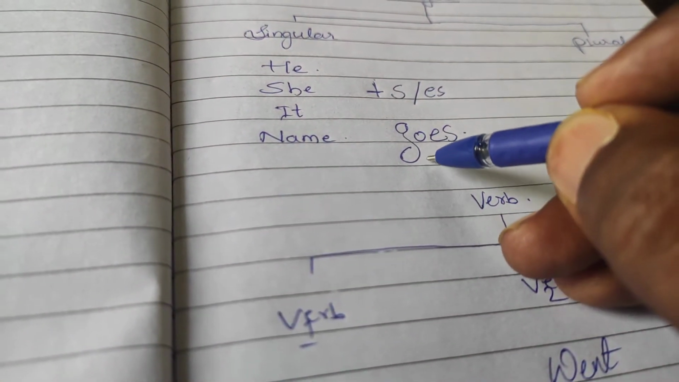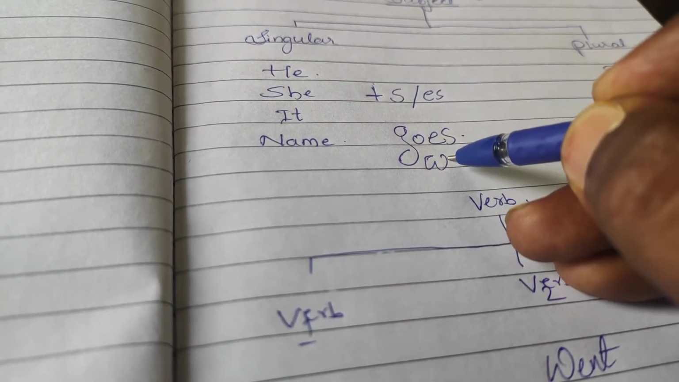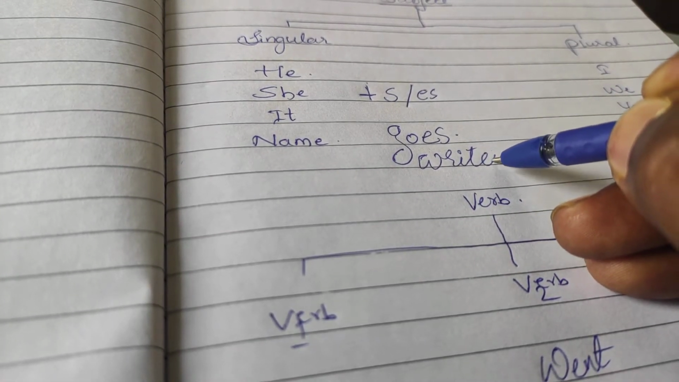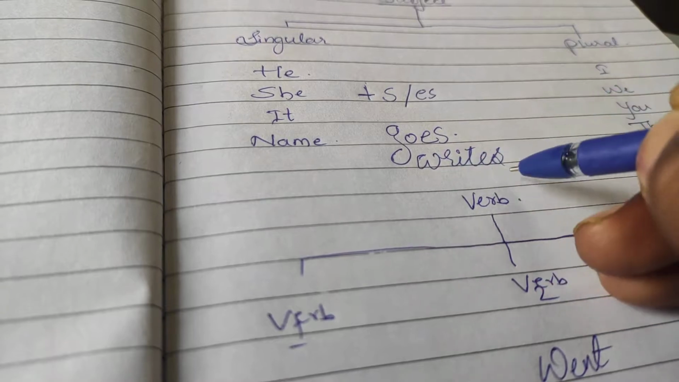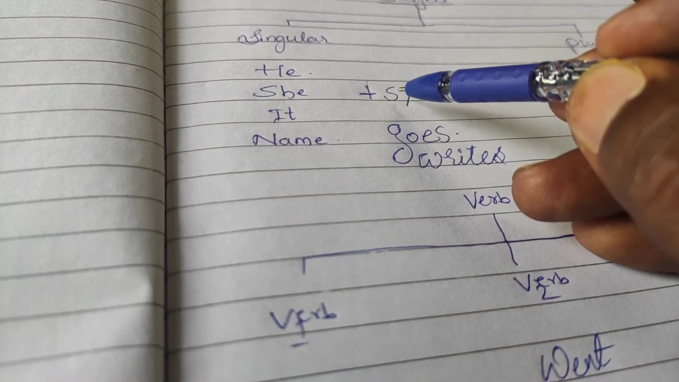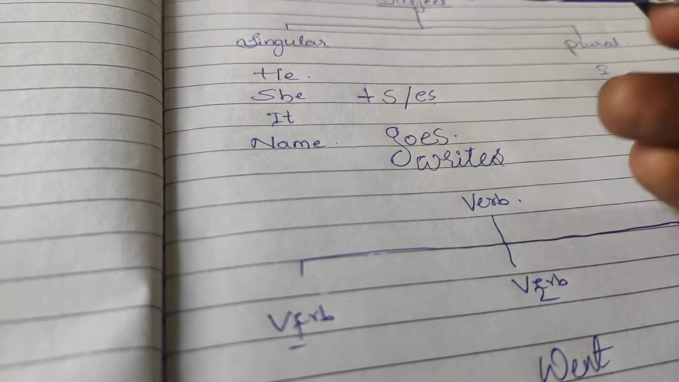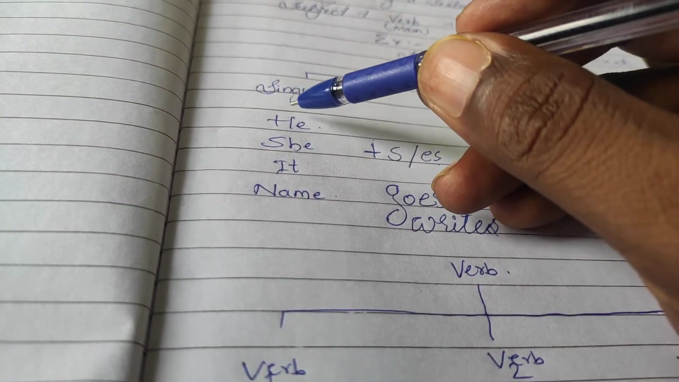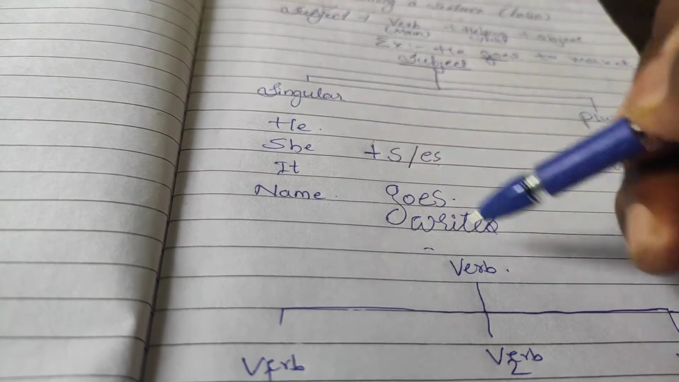Sometimes, like when we choose a subject verb like write, it already has an e in it, so you just add s, so it becomes writes. So either you have to add s or es depending upon what you are going to choose. So what it became: he goes or he writes.